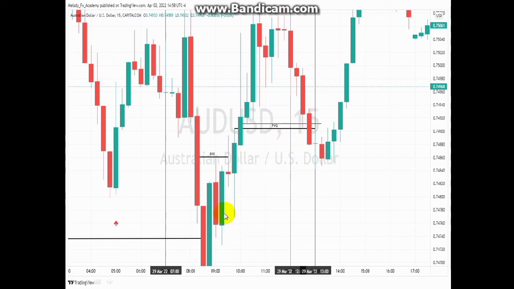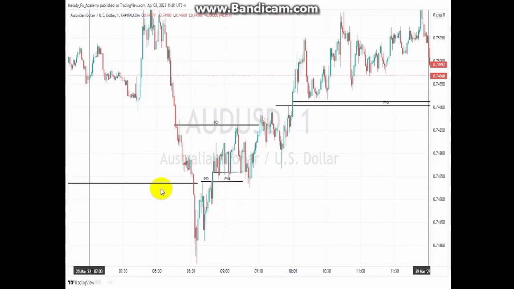So now for those of us that go down to the lower time frame, this is the 1 minute chart, and this is that old low being taken out, and this is our break of structure. So we got our break of structure right there.